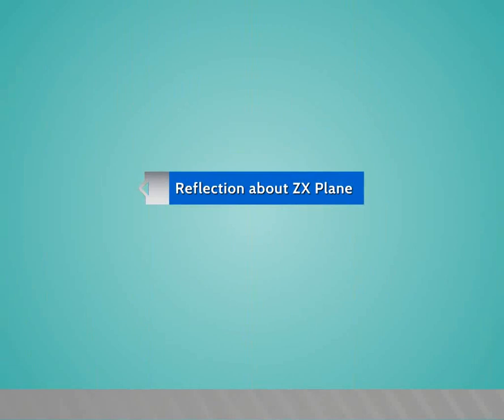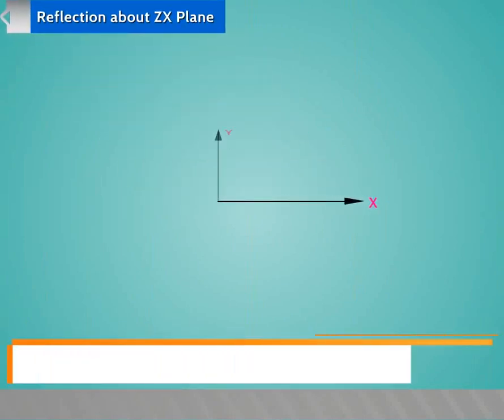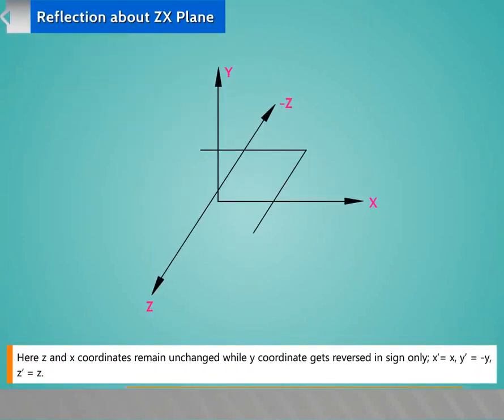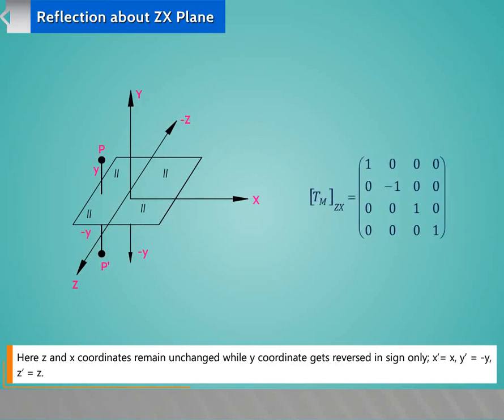Reflection about zx plane. Here, z and x coordinates remain unchanged while the y coordinate gets reversed in sign only. X dash is equal to x, y dash is equal to minus y, z dash is equal to z. Tmzx is equal to matrix 1 0 0 0, 0 minus 1 0 0, 0 0 1 0, 0 0 0 1.